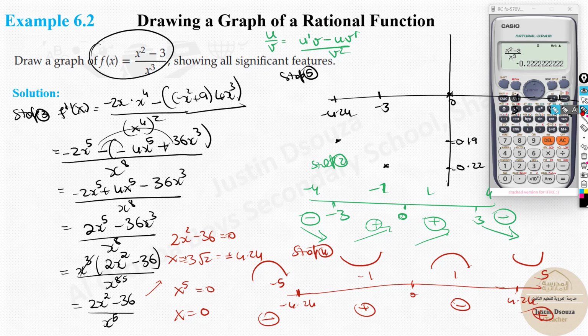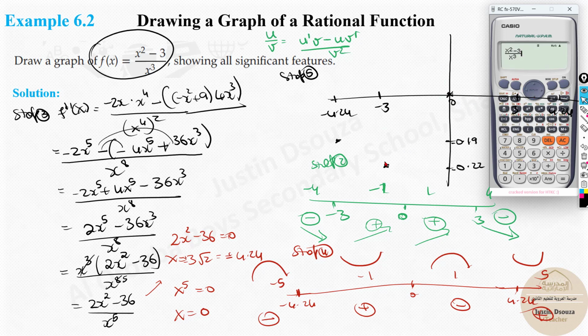0 is also important. When you put it as 0, what happens? In all the cases, you can see if you put 0, it's undefined. It's an asymptote there. Why? Because the denominator is 0. You cannot have that. So it's undefined. There'll be an asymptote here.